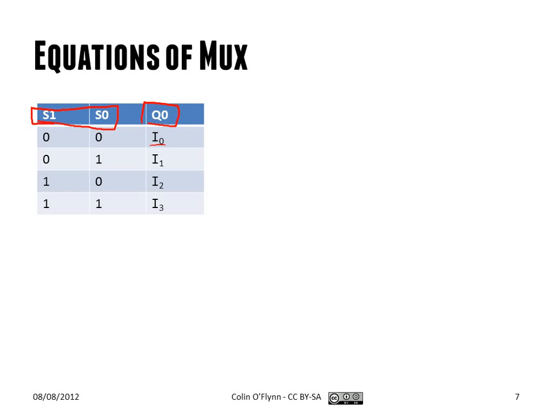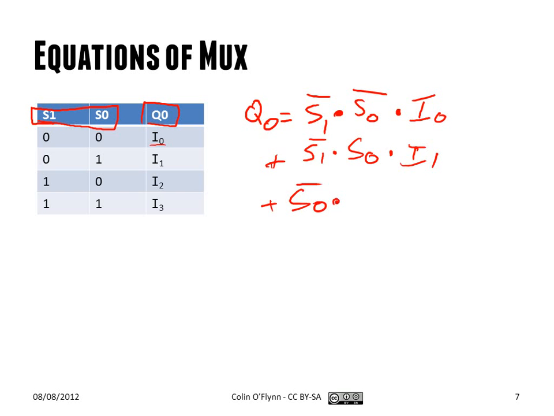So for example, we could say Q0 is equal to S1 complement and S0 complement. So when S1 is 0 and S0 is 0, we're then going to AND that with I0. Because in that case, if I0 is 1, the output is 1. If I0 is 0, the output is 0. And in the same way, you can just go through for each of them. Oops, that should be S1. I did that backwards, sorry. So it would be something like that, is the equations for them.